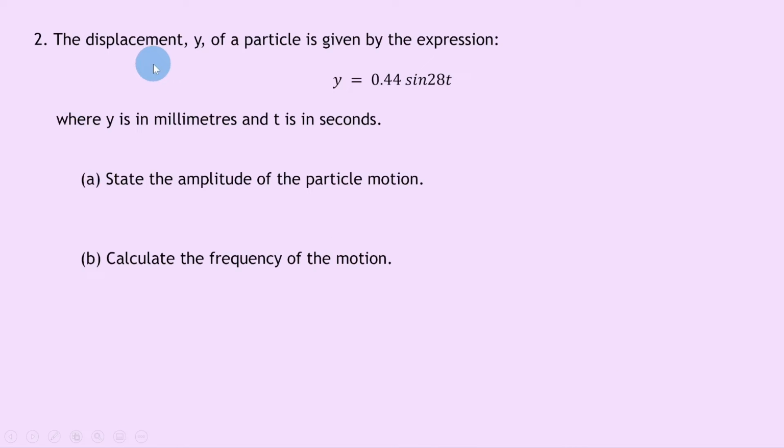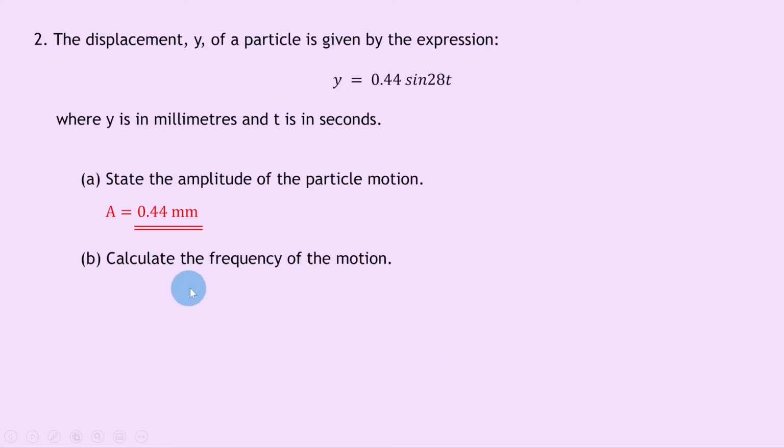Question 2 says the displacement y of a particle is given by the expression y equals 0.44 sine 28t, where y is in millimeters and t is in seconds. Part A says to state the amplitude of the particle motion. Well, comparing this to the general expression for the displacement y, which is y equals a sine omega t, then we have a is equal to 0.44 millimeters. And that's because, remember, we were told y is in millimeters in the question here.